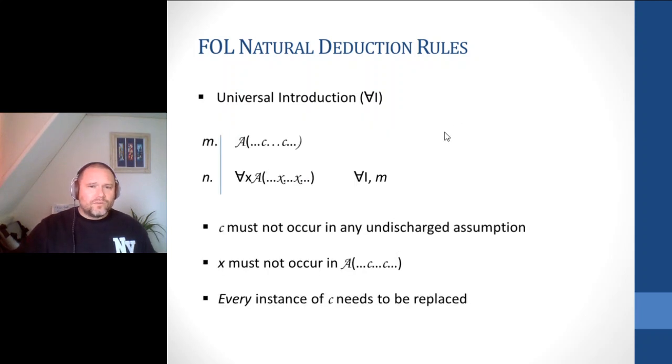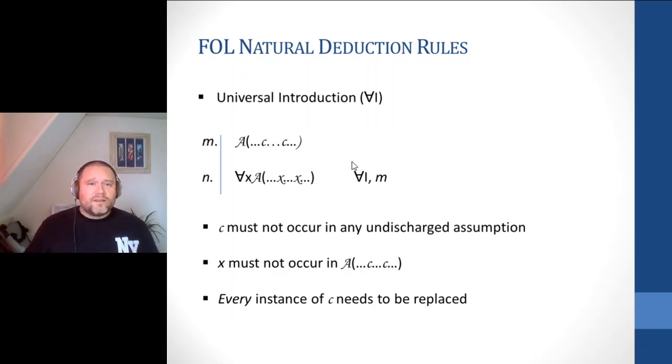Now here's the rule as it's written. If we have a sentence where a particular name occurs, and this name hasn't occurred in any undischarged assumption, and the variable that we want to use does not occur in this sentence, then we can replace every occurrence of the arbitrary name with a particular variable that's bound by our universal quantifier. Note, every instance of the name needs to be replaced with a variable. You can't pick and choose.